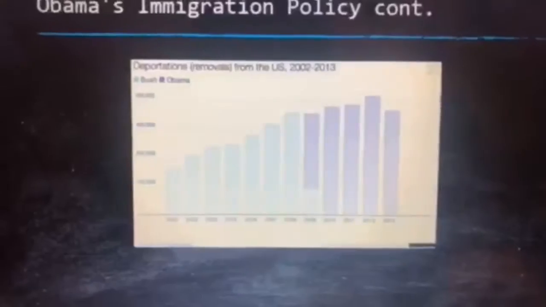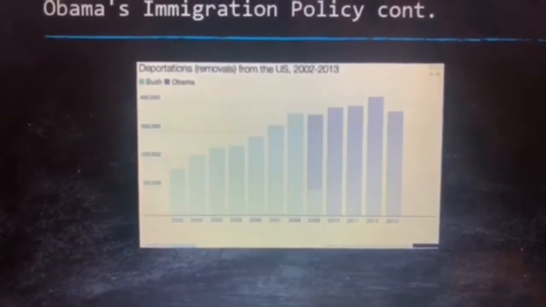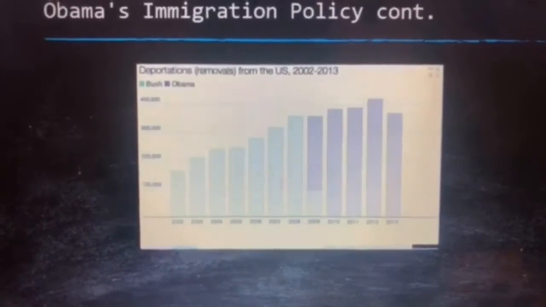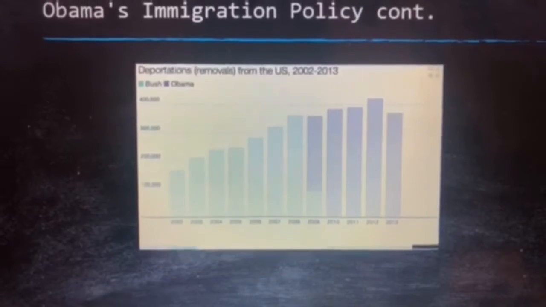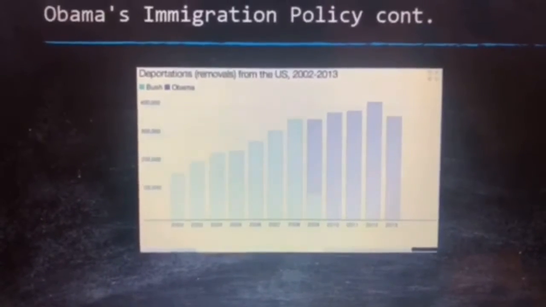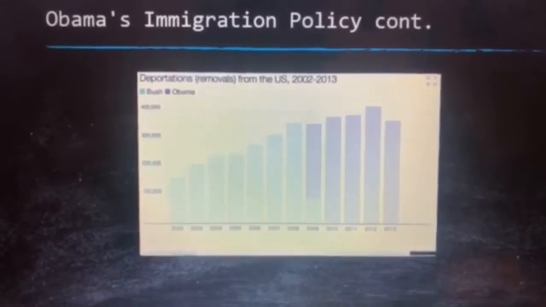Deportations peaked in 2012, but declined in each of the 3 years since then, dropping to almost 200,000 in 2015. And here's a chart showing the comparison between Bush and Obama's deportations from the U.S. between 2002 and 2013. And as you can see, 2012 is the highest, which is during Obama's term, because Obama is the purple and then Bush is the light blue.